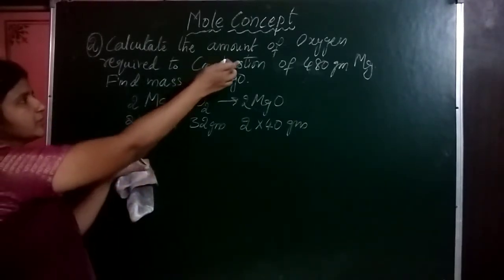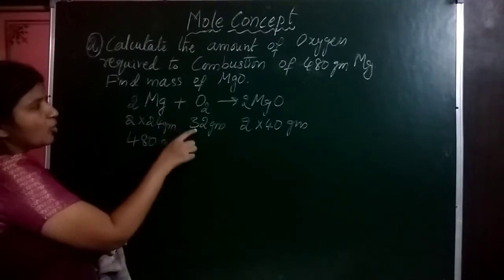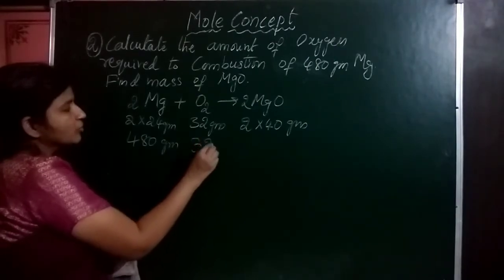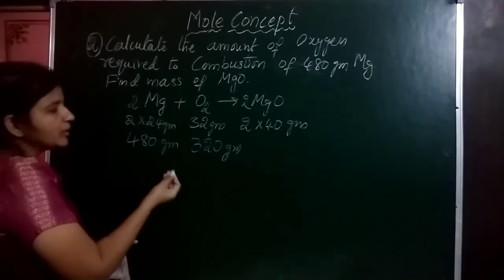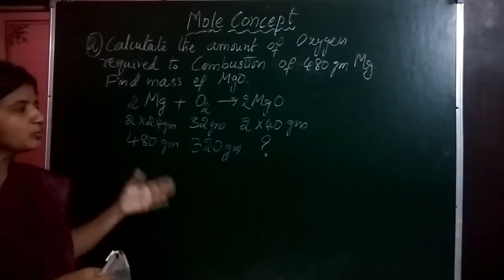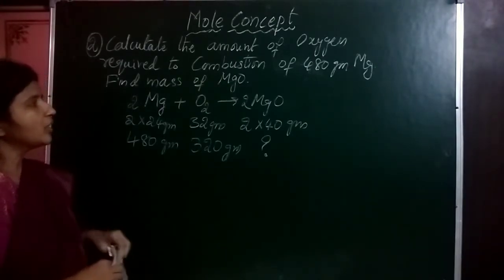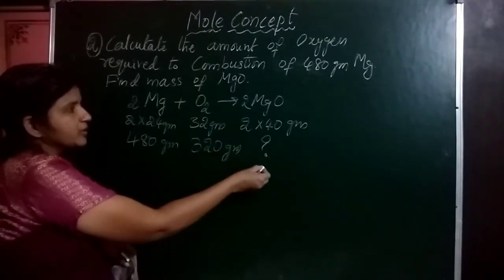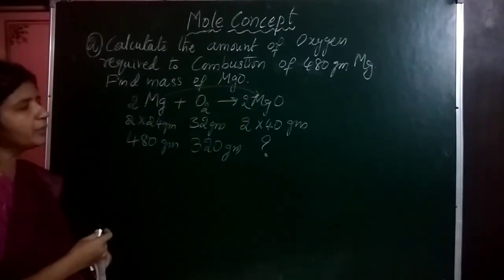Look here. In the sum, they are using how many grams? 480 grams. For 48 grams, how much oxygen is required? 32 grams. For 480 grams, how much oxygen is required? 320 grams. Don't confuse. Now in this case, how much magnesium oxide is produced? Find the mass of magnesium oxide. Try to understand better. Compare magnesium to magnesium oxide, or oxygen to magnesium oxide. I will compare like this.